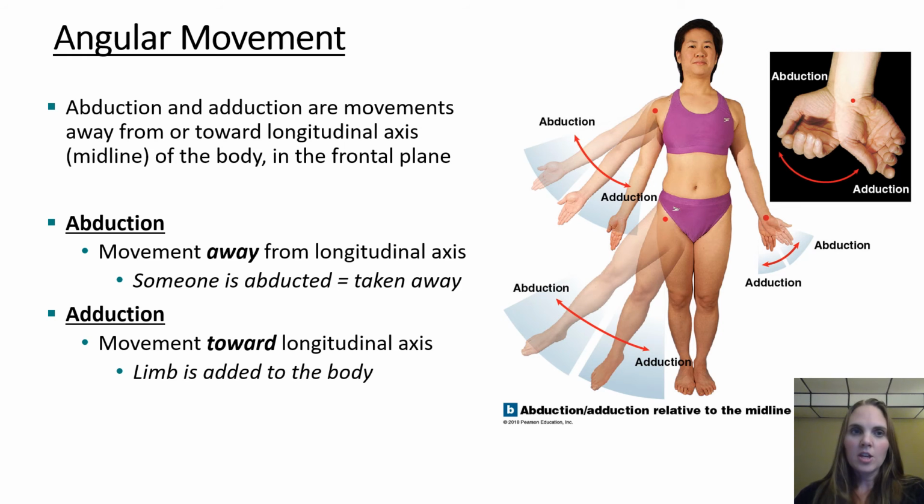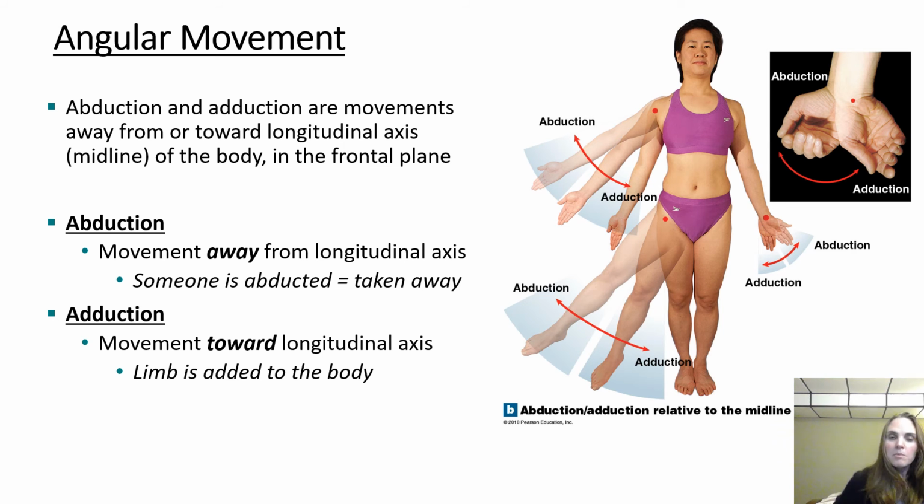The other form of angular movement is abduction and adduction. And these are movements away from or towards the longitudinal axis or midline of the body in the frontal plane. So abduction is moving away from the longitudinal axis. So here's my longitudinal axis. Abduction, moving my limb away from the longitudinal axis. Adduction would be moving towards the longitudinal axis, and I can do that with my leg too. Abduction, adduction.